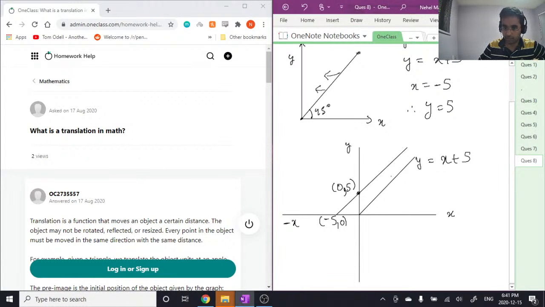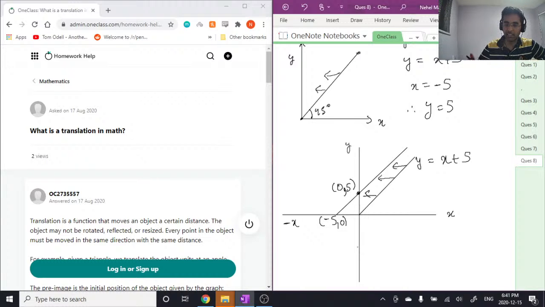So you can think of translation as the motion of a given function. It can move up, down, it can be scaled as well. So for example, if I was given the function y equal to x, and if I multiplied it by 2, then the function would scale. And if I multiplied it by half, then the function would also scale, but scale down in that case.